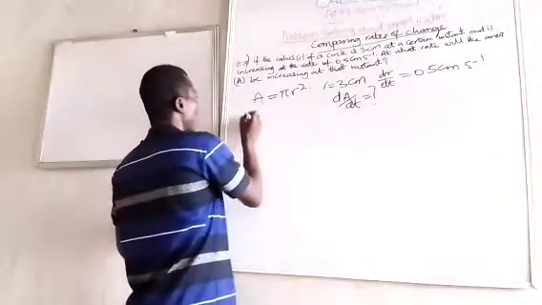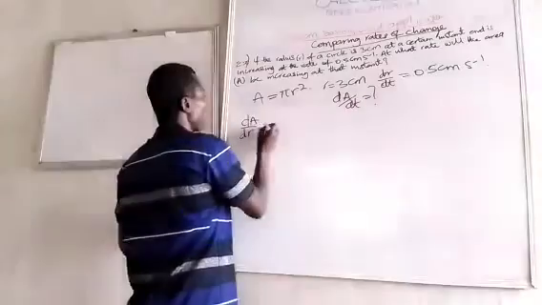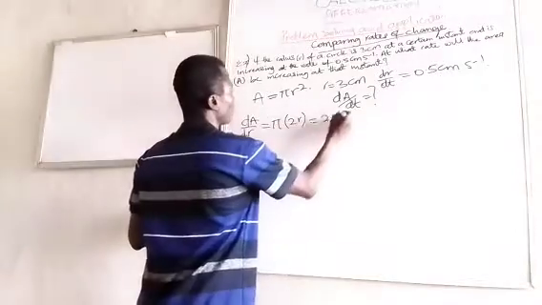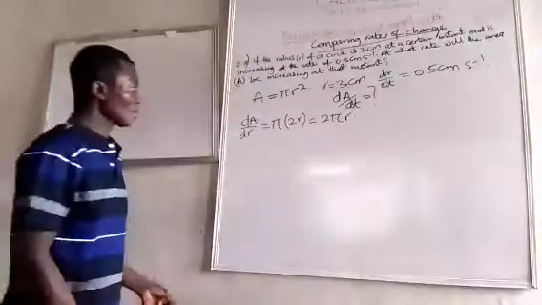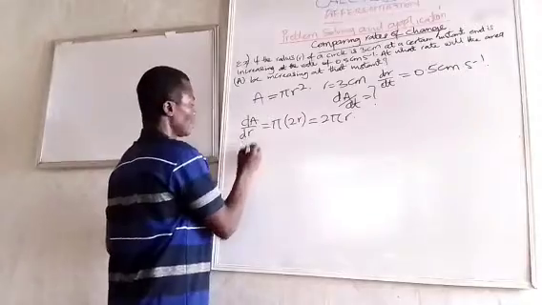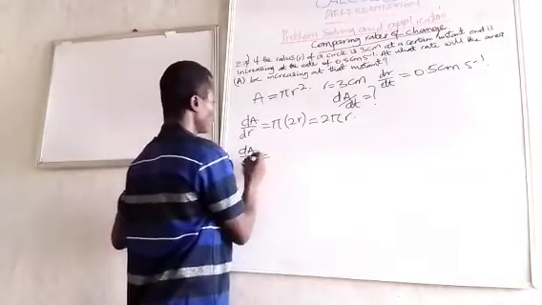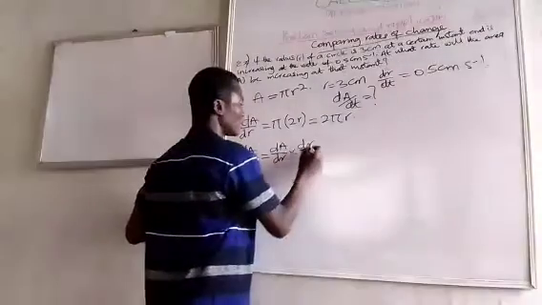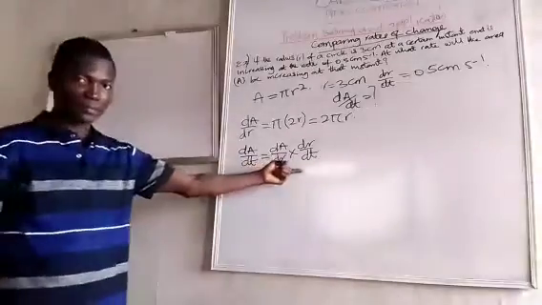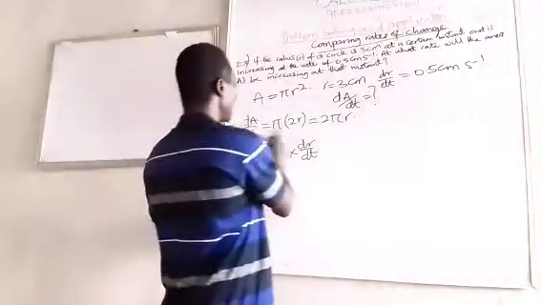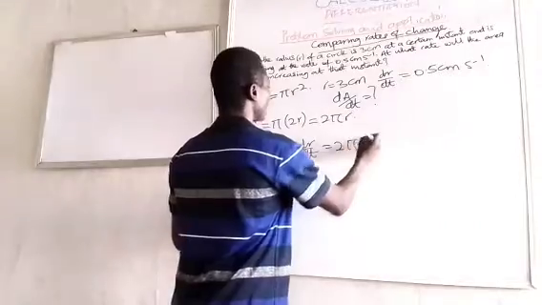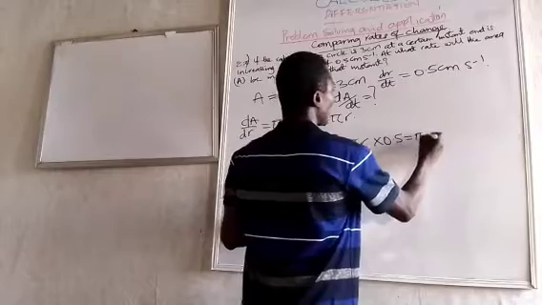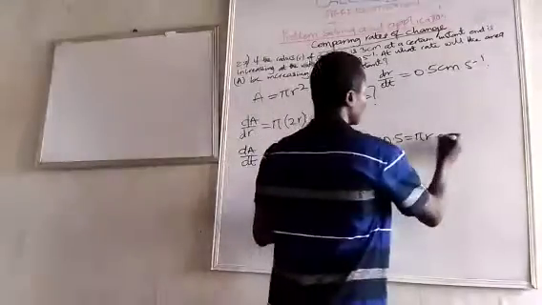What is dA/dr? You can easily find that. Pi into 2r, which is 2 pi r. And we can work this out by saying dA/dt will be equal to dA/dr times dr/dt. You remember the chain rule? And what is dA/dr? 2 pi r. What is dr/dt? 0.5, which is pi r. What is our r? 3 centimeter.